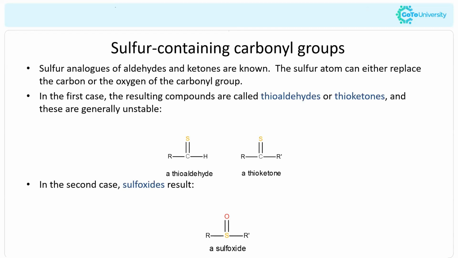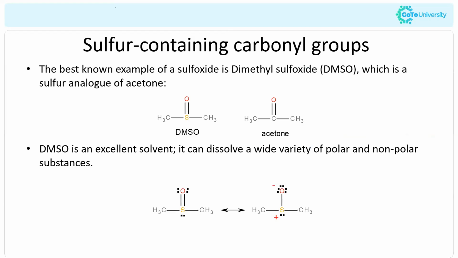Now we have the sulfur containing carbonyl compounds, which are usually thioaldehydes and thioketones. In thioaldehydes and thioketones, the oxygen of the carbonyl group is replaced by sulfur, so the C=O group is replaced by a C=S group. The second case is sulfoxide. Then we have compounds such as DMSO, dimethyl sulfoxide, or acetone. They are some examples, and they are used as solvents in many reactions as well.